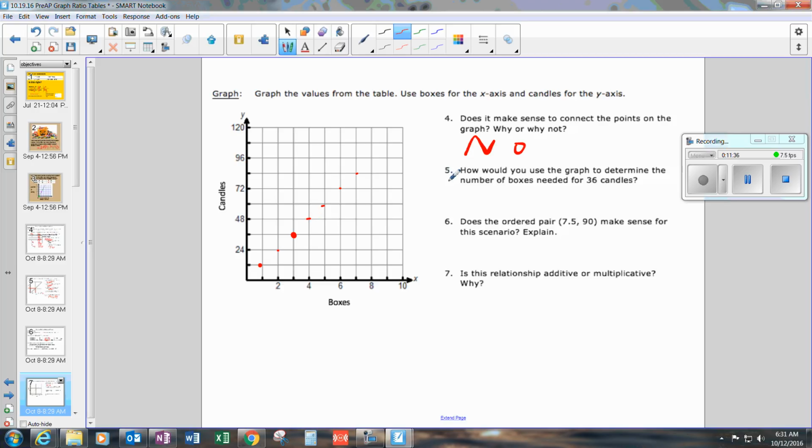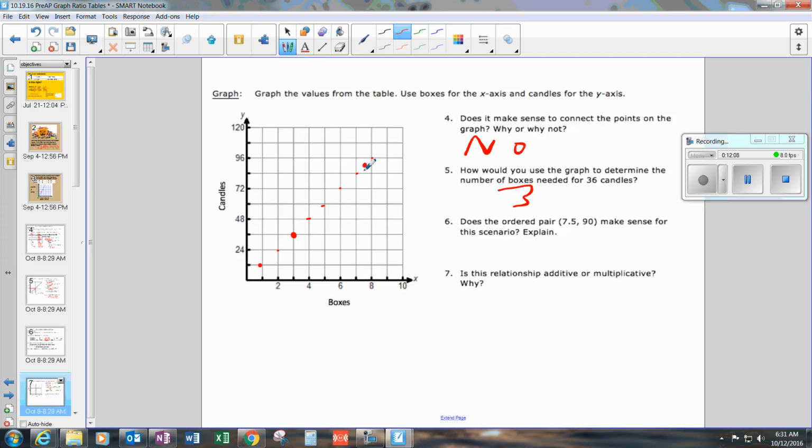So no. How would you use the graph to determine the number of boxes needed for 36 candles? With 36 here, it will be 3 boxes. Does the ordered pair 7.5 make sense? It's right here. 7.5. Okay, so 8 would be 96. 7.5 will be right here.